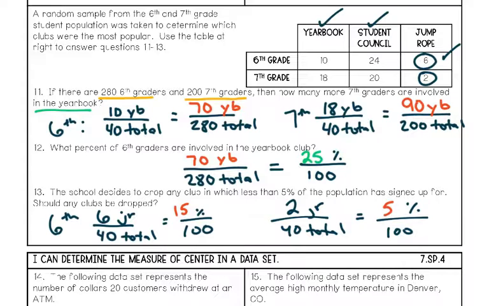Now the school has decided to drop any club that has less than 5%. Since the seventh grade jump rope club is at 5%, we're good. And no clubs should be dropped.